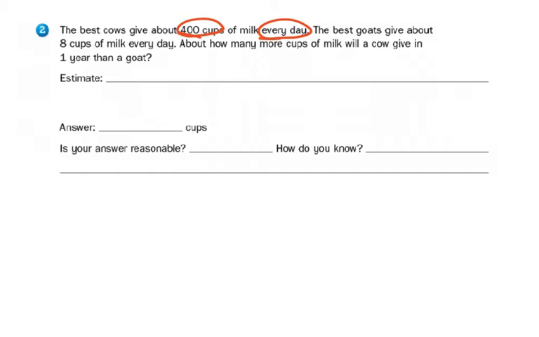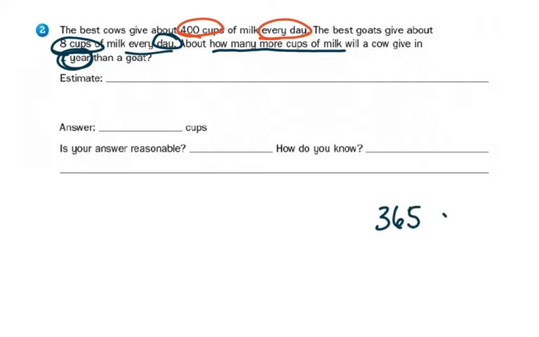Number 2, the best cows give about 400 cups of milk every day. The best goats give about 8 cups of milk every day. About how many more cups of milk will a cow give in 1 year than a goat? Again, it's telling us per day, but it's asking for our answer in a year. So just remember, there are 365 days in a year.